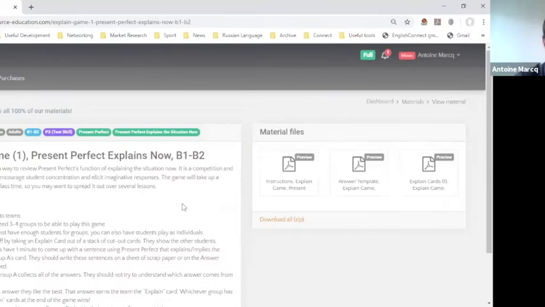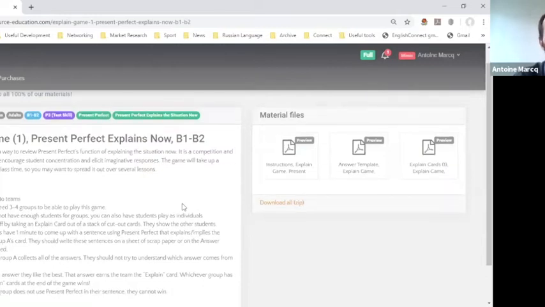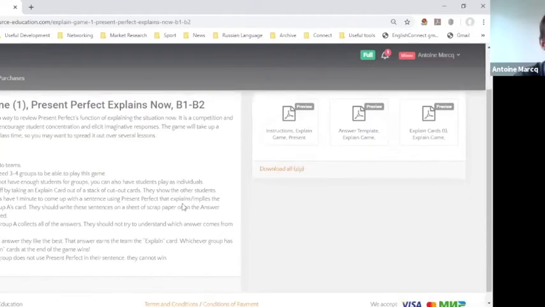Explain game. This is also a great activity for present perfect explains now. Here's the procedure. Split the class into teams, okay? You'll need 3-4 groups to be able to play this game. Which means that you can also have 3-4 just individual students. As I said, if you do not have enough students for groups, you can also have students play as individuals.